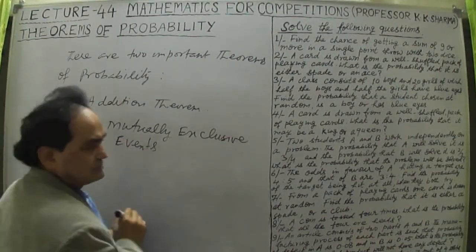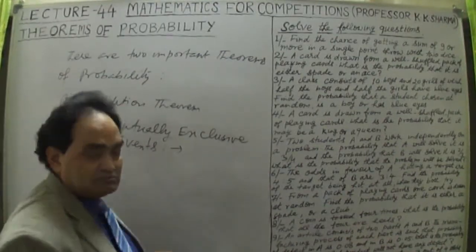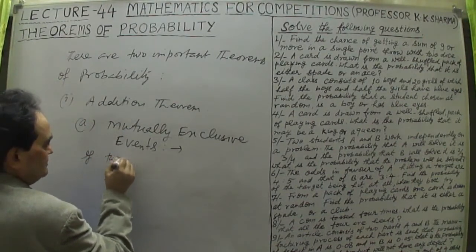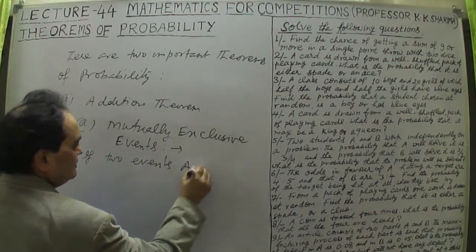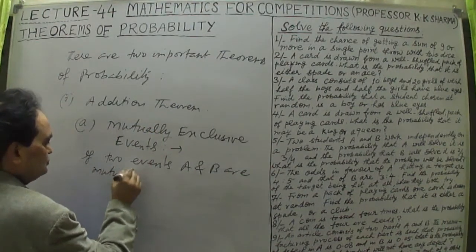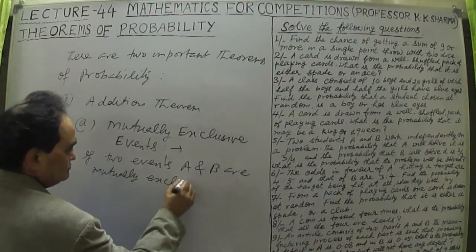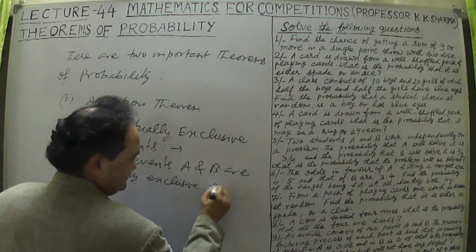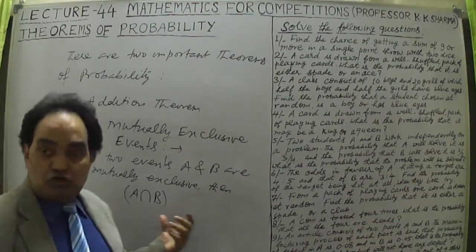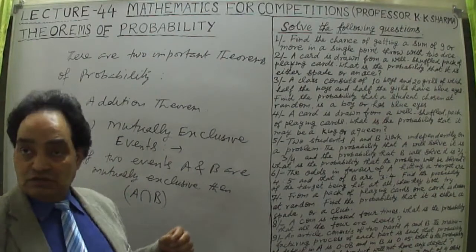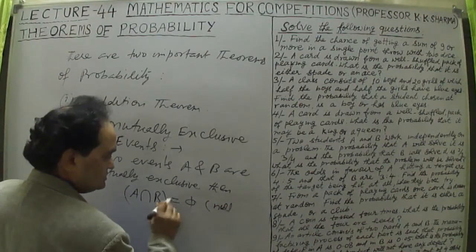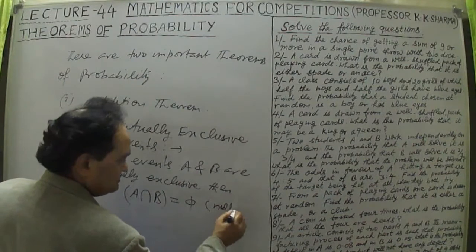And mutually exclusive events are there. In that situation, what is the probability of them? If two events, let me take A and B, are mutually exclusive, then A intersection B means common between them. Simultaneous occurrence of them is a null set, a phi null set. Null set means nothing is common between them. They are mutually exclusive events.